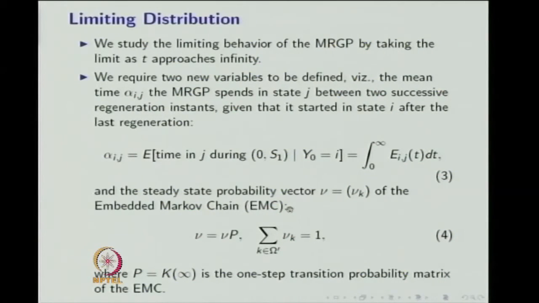And the second is the steady state probability vector v of the embedded Markov chain. That means v is equal to vP and the summation of v k is equal to 1, where k belongs to omega dash, and P is the one step transition probability matrix of the embedded Markov chain. From the global kernel K of t, if you make t tend to infinity, you will get the one step transition probability matrix P. Using P, you can get the steady state probabilities v by solving v equal to vP and the summation of v k equal to 1. Once you solve this, using alpha i j, you can get the limiting distribution.